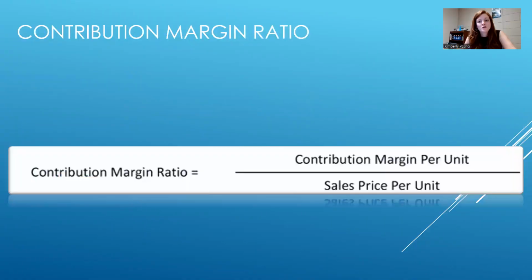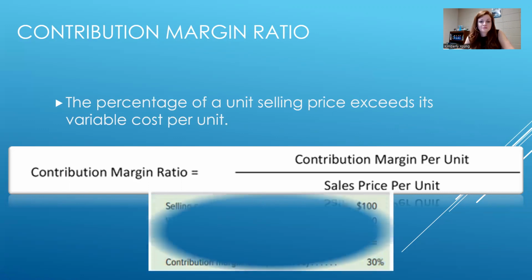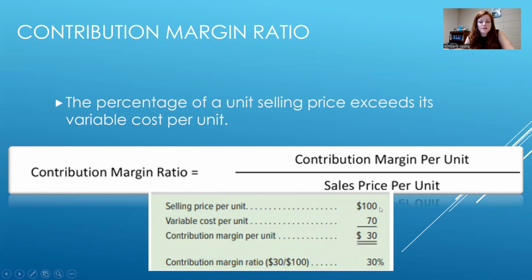Then, very similar, after we've calculated the contribution margin per unit, we divide it by the sales price per unit to get the contribution margin ratio. So the percentage of a unit selling price that exceeds the variable cost per unit. Our example here is the selling price per unit is $100 minus the variable cost. Our contribution margin per unit is $30. When we divide that by the selling price per unit, we get a contribution margin ratio of 30%.